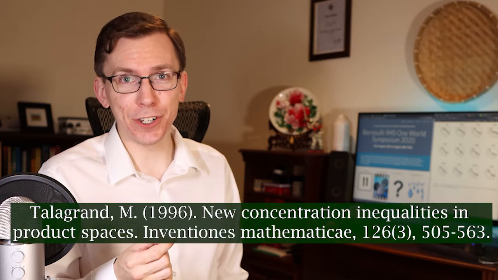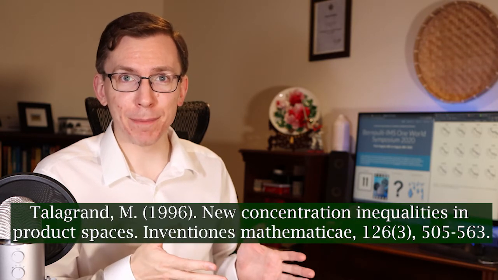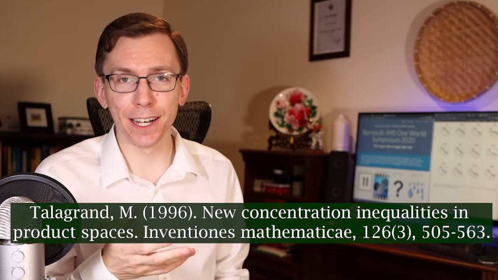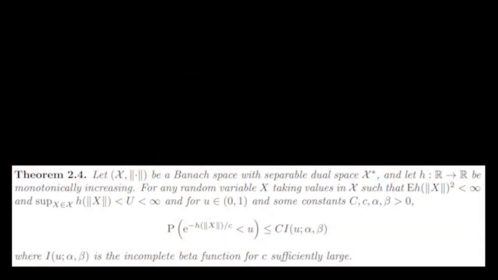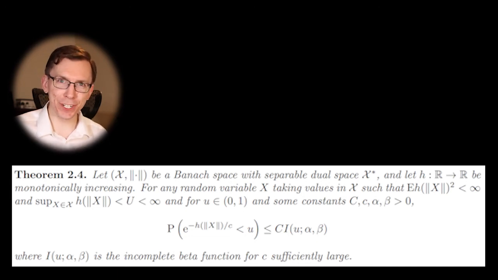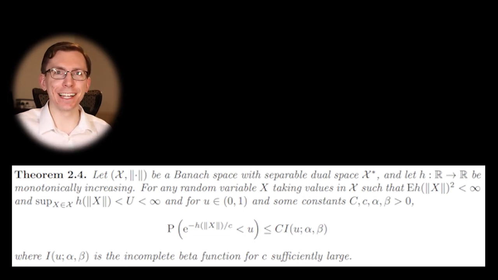What happens in more complex settings? Now we have to pull out some heavy machinery and use Talagrand's concentration inequality from this famous paper from 1996 that has been refined by many different authors since then. And by applying Talagrand's concentration inequality, we can get a general way to control the distribution of the bound in the null hypothesis setting in terms of the incomplete beta function.